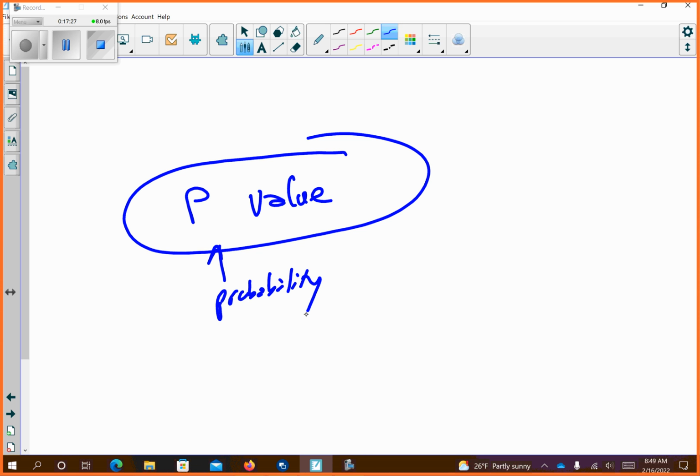Well, the probability of getting 9 or 10 heads on 10 flips is approximately 1%. Therefore, the p-value is 0.01. So if you have a percent come out, your p-score is the decimal of that.